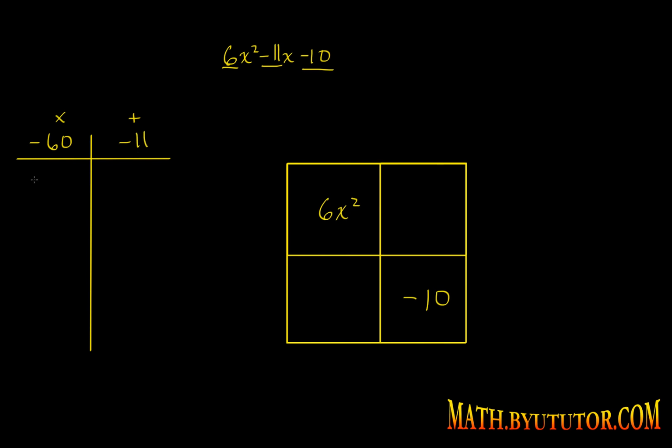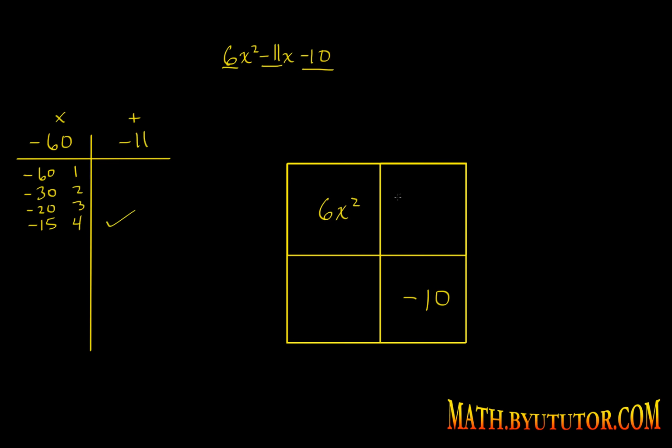So we just start by writing down some pairs that multiply to be negative 60. So we have negative 60 and positive 1, negative 30 and positive 2, negative 20 and positive 3, negative 15 and positive 4. And once we get to a pair of numbers that add to be negative 11, like here with negative 15 and positive 4, we stop and we know that that's our pair.